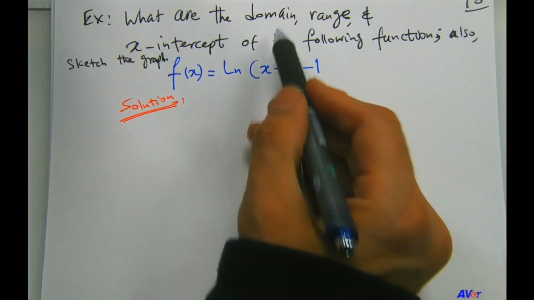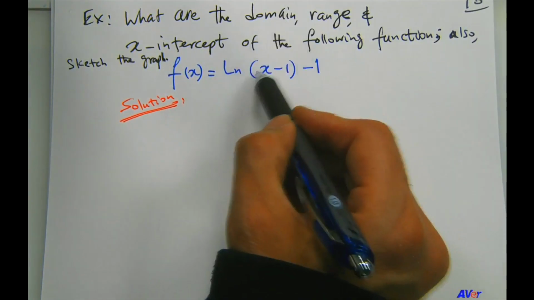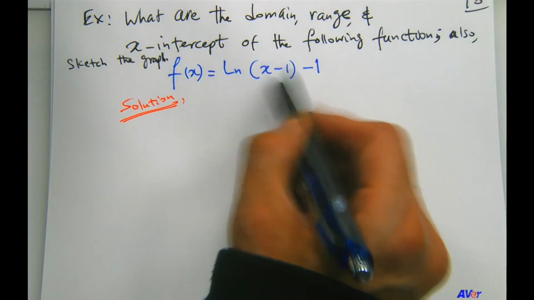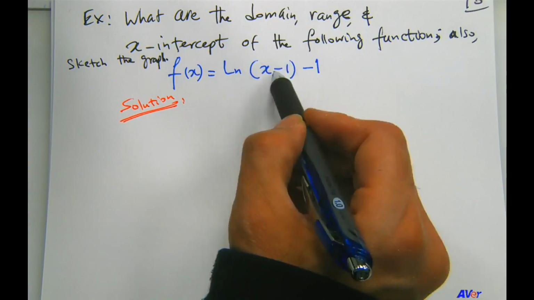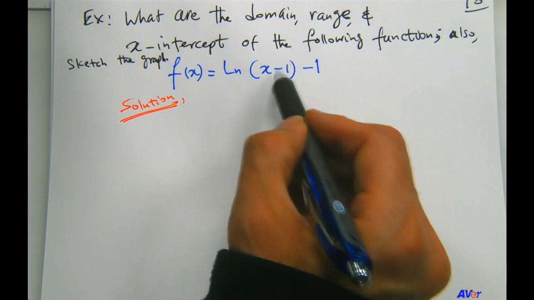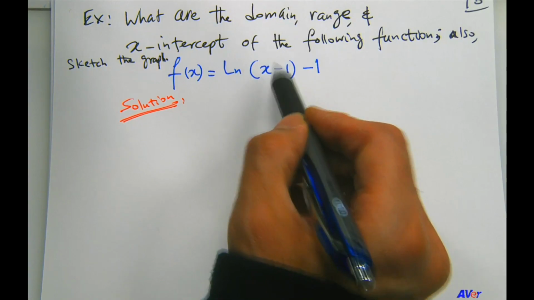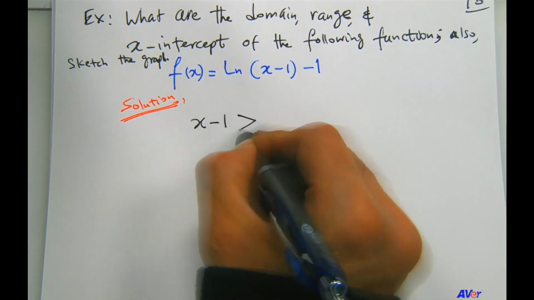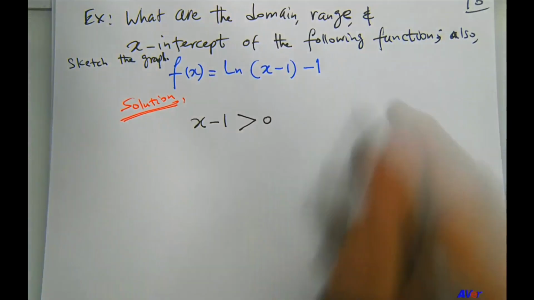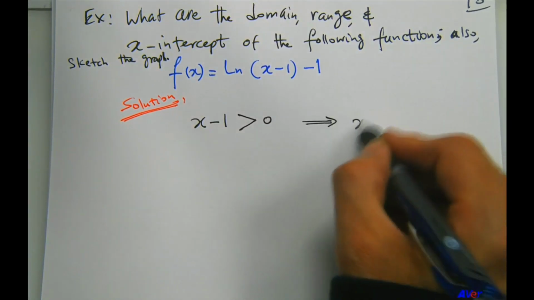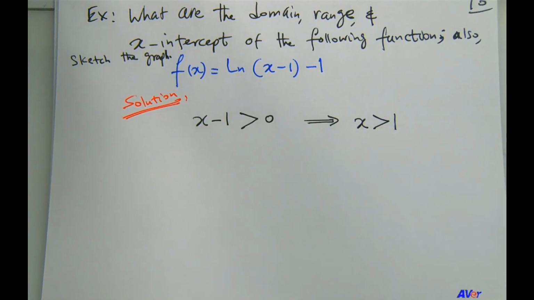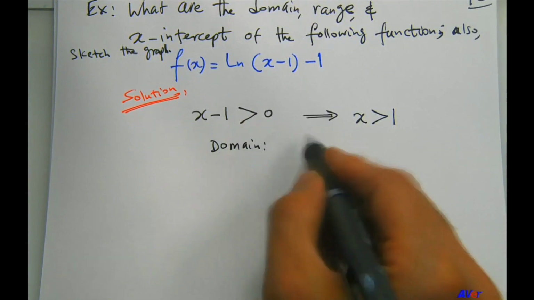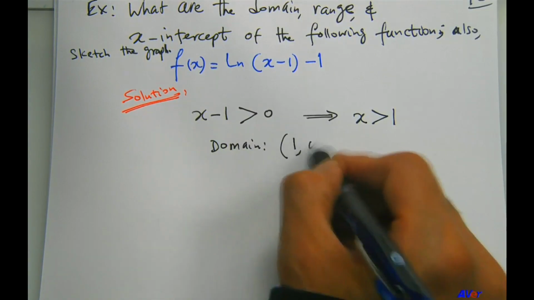Okay, so first the domain. We know that the argument of a natural log or log function cannot be 0 or something negative, right? So this thing should always be a non-zero positive value. So x minus 1 must be greater than 0, therefore x must be greater than 1. So the domain would be parenthesis 1 comma infinity.